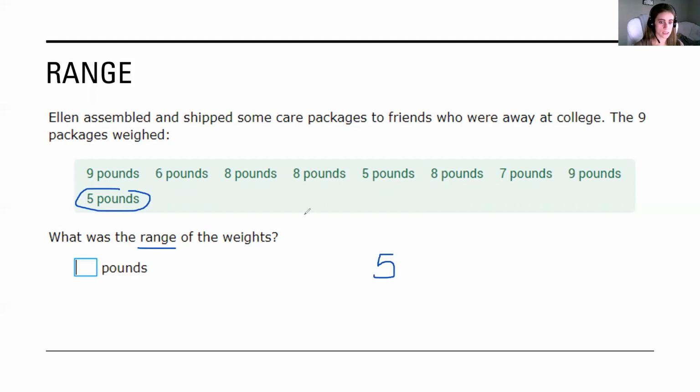And the greatest would be 9 pounds. To find that range, we find the difference, we subtract the least from the greatest. 9 minus 5 is 4. Therefore, the range of this data set is 4 pounds.